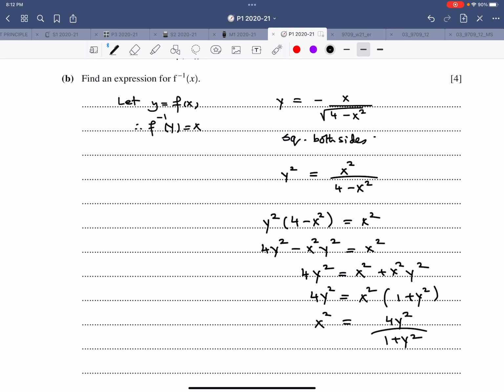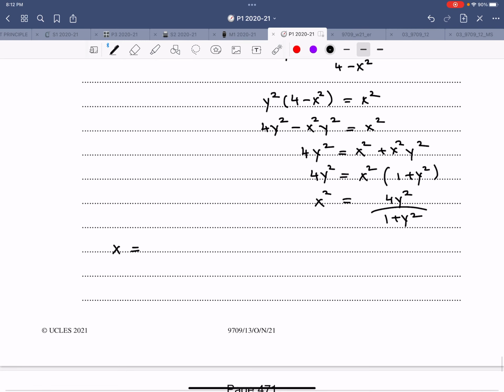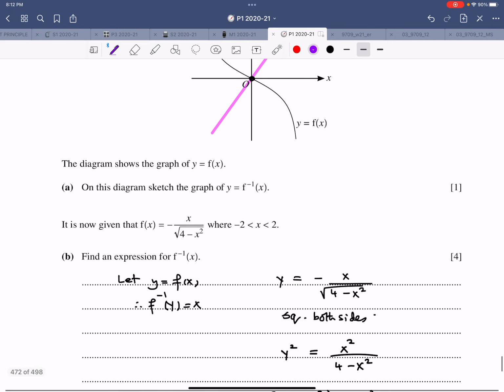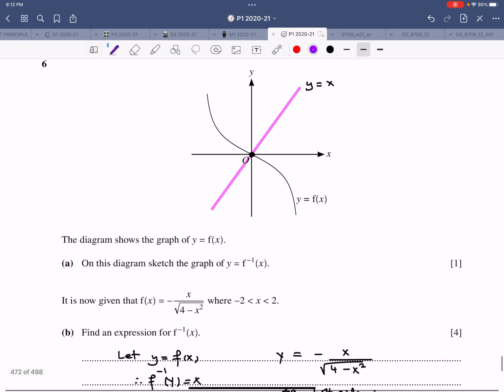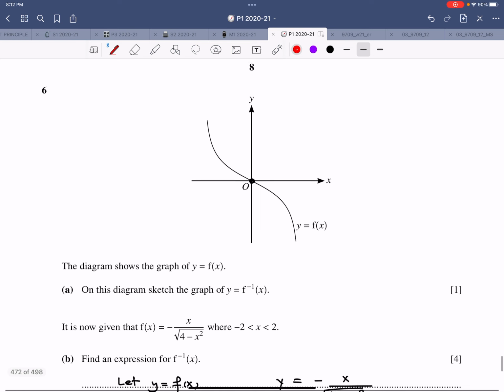Therefore there are two options. x equals positive 2y over the square root of 1 plus y squared, or x equals negative 2y over the square root of 1 plus y squared. So either you will end up with a positive or a negative. How to decide? In order to decide, let me get rid of this line. Let me choose a point, for example 1, and 1 is giving me a negative value. So f of 1 is negative 1 over the square root of 4 minus 1.